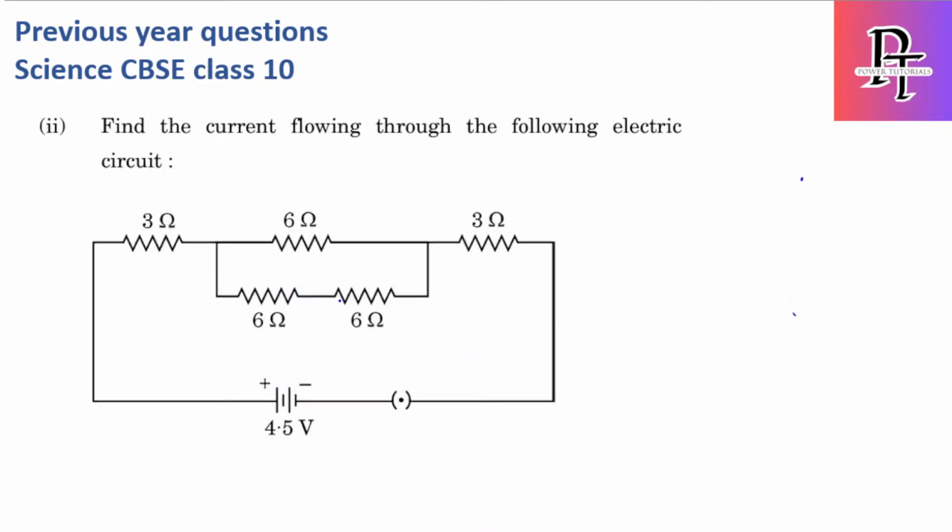First one, find the current flowing through the following electric circuit. The numericals I am discussing in this video are directly from the previous year, that is the 2024 question paper in various sets. So based upon the set, I have taken a few questions and we are going to cover all those questions in this video.